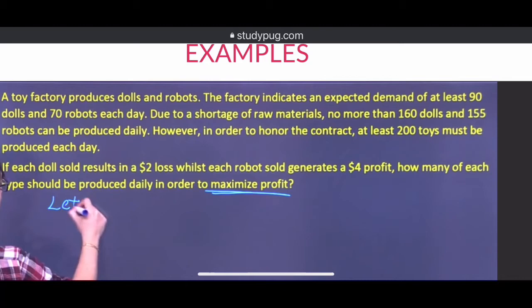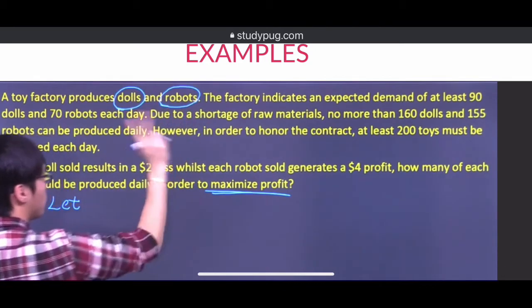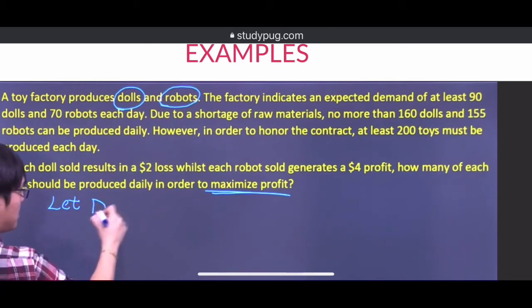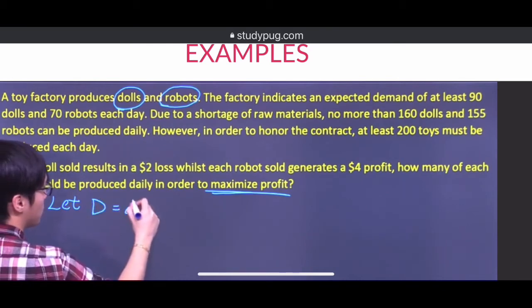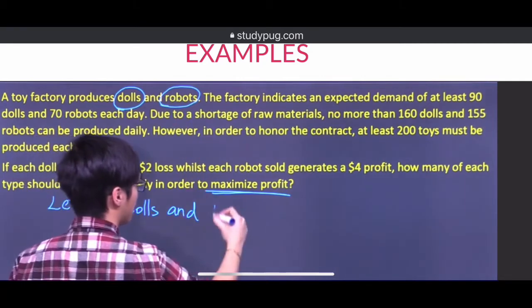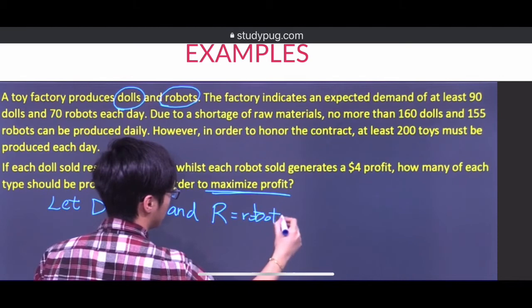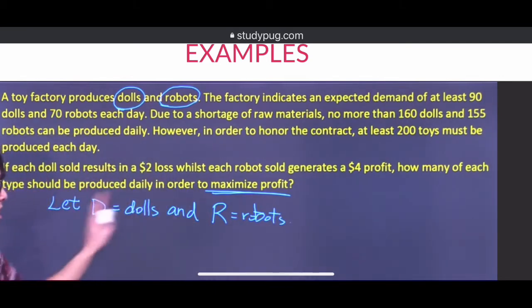So we let, how many items are we talking about? We're talking about dolls and robots, 2 items. So let's say let D be the dolls and R be the robots. Okay, so tell your teachers what these variables stand for. So now we have these variables.